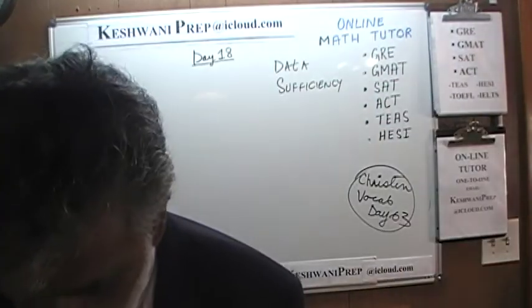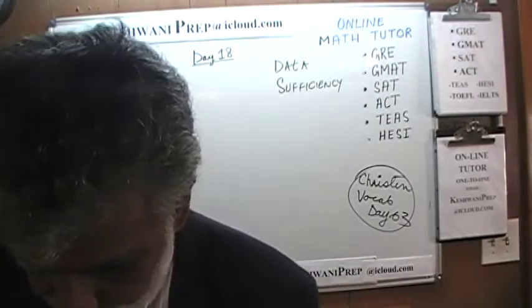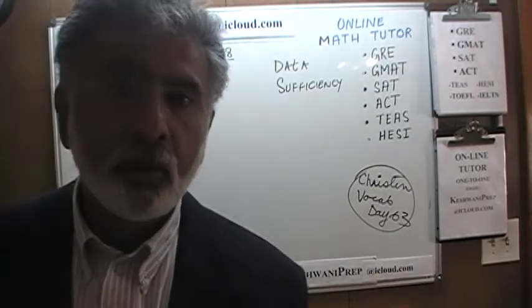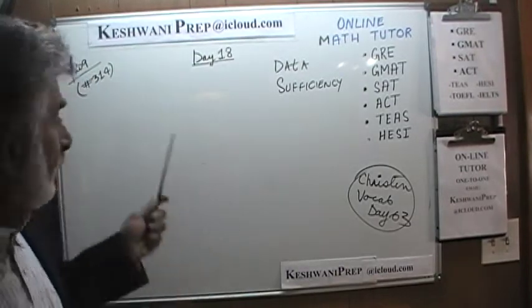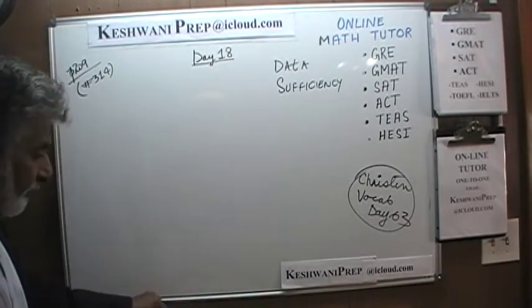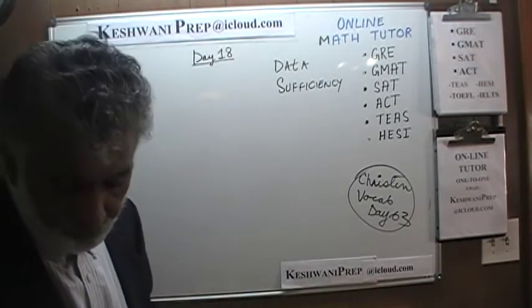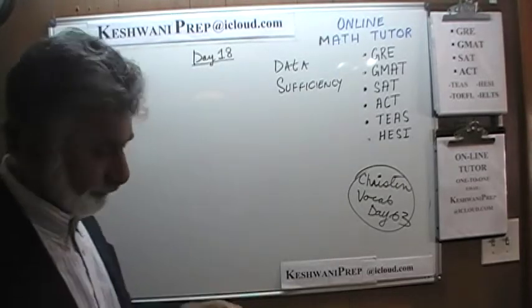Today, we will do some data sufficiency problems that you will find on page number 209. Turn to it, please. Make sure the book is in front of you. Turn to page 209, the very first problem that we see there, number 314. Let's see what it says.